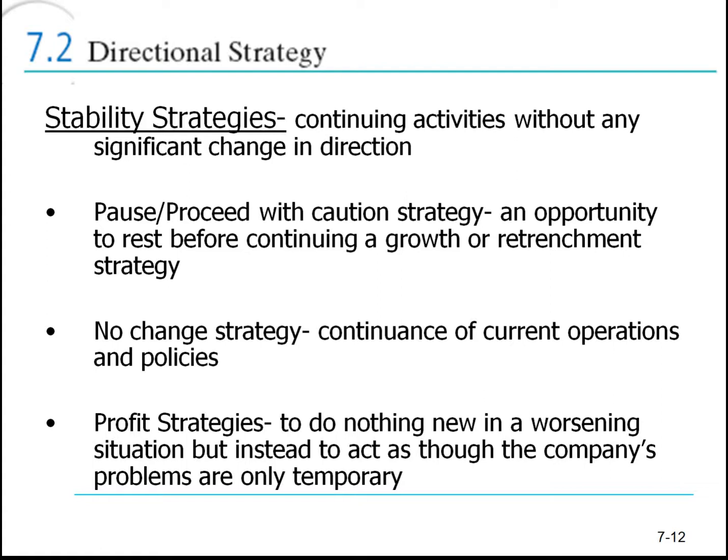The last one is called a profit strategy. This is called to do nothing. So you may have a company or department or organization that's making lots of money, but it's not growing. Maybe it's even having a little bit of trouble, but it's making money. You decide that you're not going to grow that business. You don't want to stay in that business perhaps.